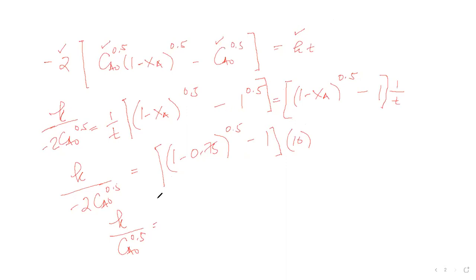So let's say we want only to determine the value of K over the square root of CaO. In this case, there's a need for you to multiply -2 on the other side. Can you please do that? Let's check what will be the corresponding value that we will be getting. So that would be the square root of 0.25 minus 1 times 10 times -2. That would be the value of K over the square root of CaO. What would that value be?